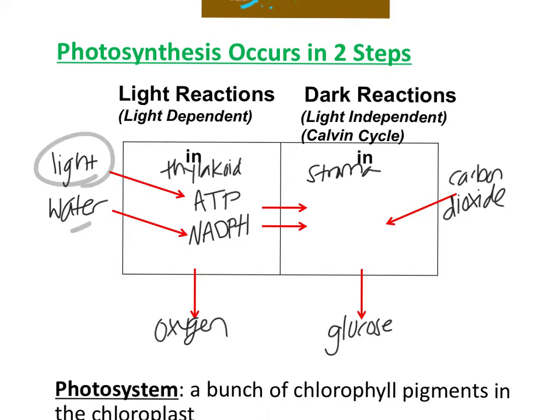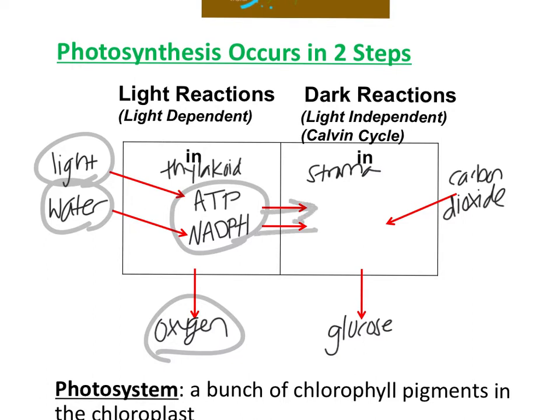They also will use water. And during the light reactions, oxygen gas is produced as waste, and then 2 energy-storing molecules are made, ATP and NADPH. Those energy-storing molecules will then get used in the dark reactions along with carbon dioxide gas.